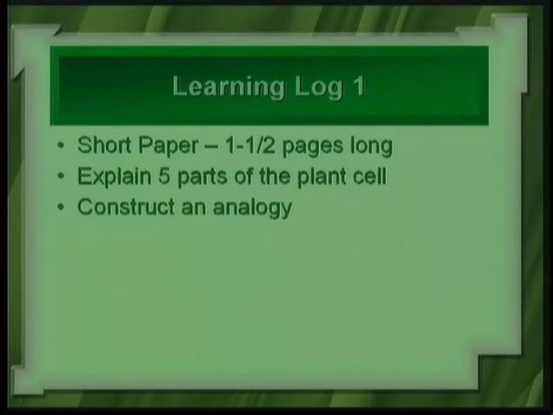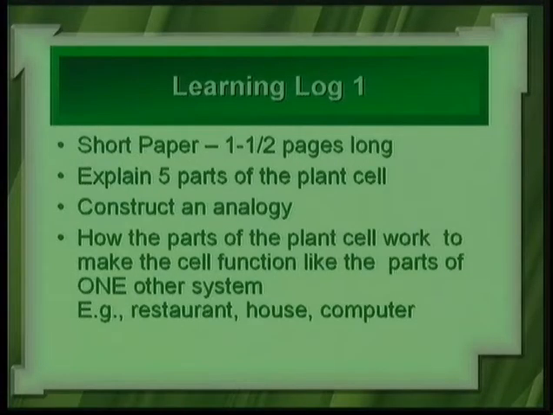You're going to actually explain how the 5 parts of the plant cell work to make the plant cell function as a whole, similar to the parts or the components of one other system. For example, you could talk about a restaurant. Say you know how restaurants work, so say you actually work at a restaurant. You're thinking, this is something that you think you could do. For one thing, you could say the outermost part of the plant cell, the cell wall, you might be able to liken it to the infrastructure of the building, like the walls of the building that surrounds the restaurant. Secondly, another thing we talked about was the plasma membrane or the cell membrane.